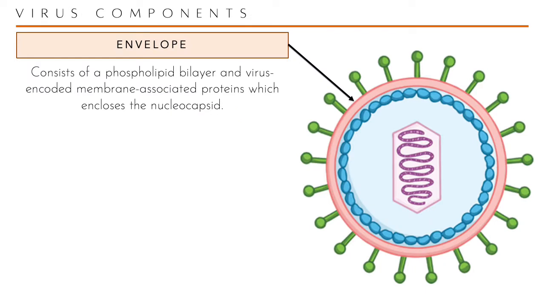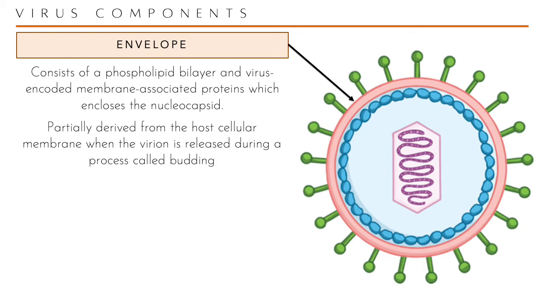The envelope, which is an optional thing, consists of a phospholipid bilayer and proteins, which are encoded by the virus. And this encloses the nucleocapsid. In the image, this is the pink circular thing. It is partially derived from the host cellular membrane when the virion is released during a process called budding, which we will be discussing in our next lecture today.